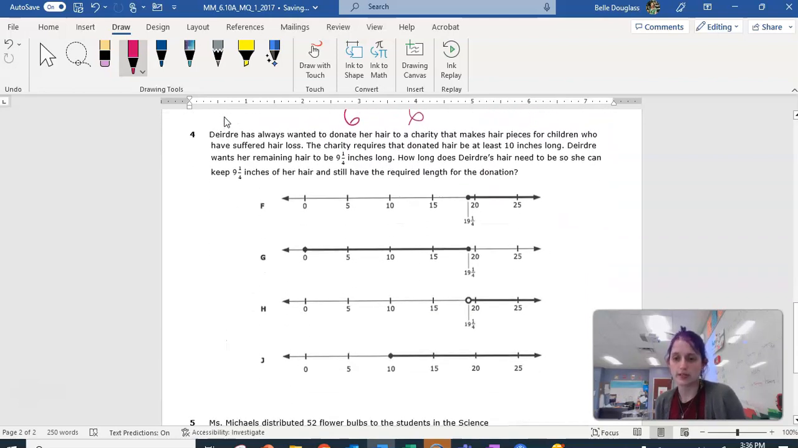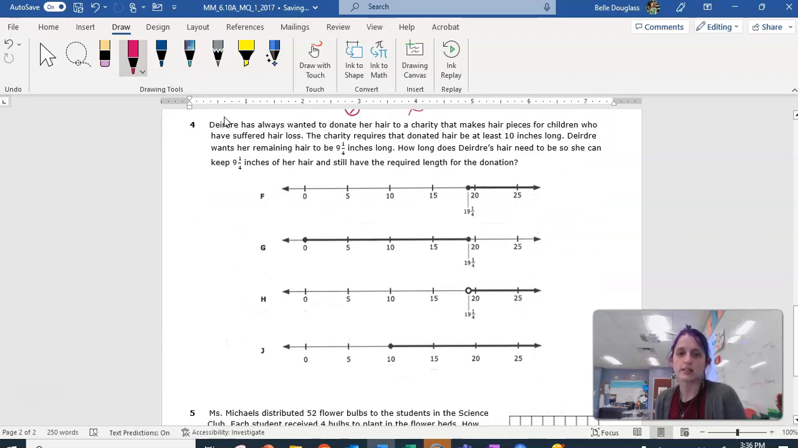Number 4 is where I really want to spend our time. It's a lot of reading and a lot of understanding. Deirdre has always wanted to donate her hair to a charity that makes hair pieces for children who have suffered hair loss. So there are lots of charities out there where you can take your really long hair and cut it off and be like, here, this bit can go to make a wig for somebody who probably lost their hair due to an illness or due to cancer or something like that.